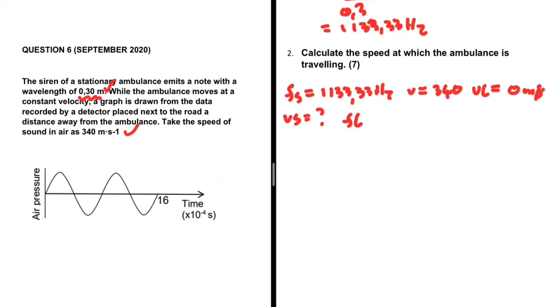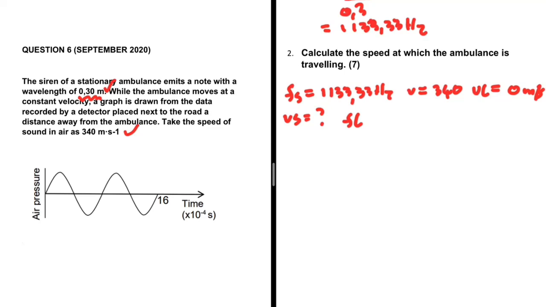Like I said, the videos in this series that I'm making are based on different situations you can come across in the exam and how to navigate through. So let's read our question first and see how this graph helps us. The siren of a stationary ambulance emits a note with a wavelength of 0.3 meters, while the ambulance moves at a constant velocity. A graph is drawn from the data recorded by a detector placed next to a road a distance away from the ambulance.